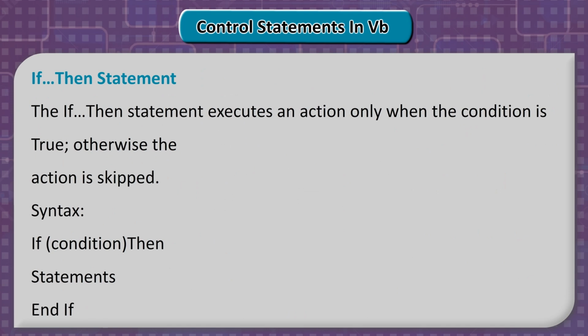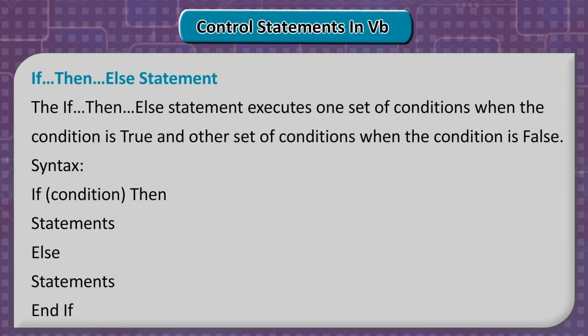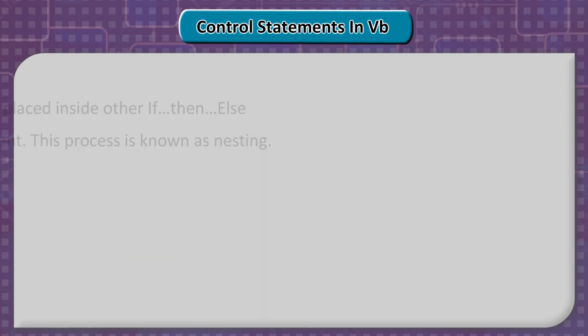If then statement. The if then statement executes an action only when the condition is true, otherwise the action is skipped. Syntax: if condition then statements end if. If then else statement. The if then else statement executes one set of statements when the condition is true and another set of statements when the condition is false. Syntax: if condition then statements else statements end if.